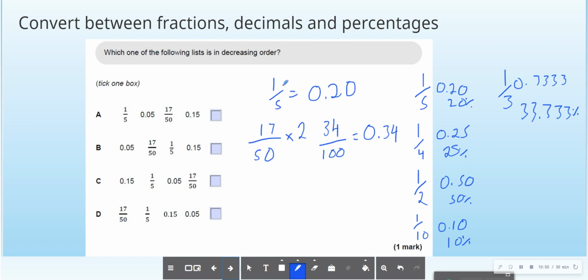0.34. So now I've got 0.20, 0.34, 0.15, and 0.05. So I'm going in decreasing order. So that means I'm starting with the biggest. So it looks to me like 0.34 is my biggest. So straight away I can look down, find out where 17 over 50 is, which is here. So then I can check. So that's our 0.34, 0.20, 0.15, and 0.05. So that is going to be my order from biggest to smallest.